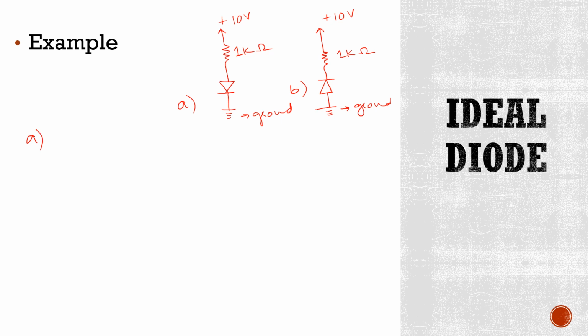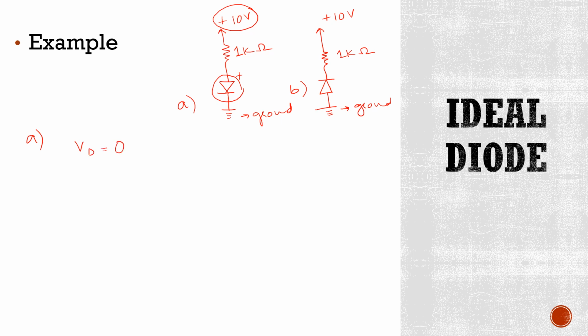Now, first we will look at diode circuit A. As you can see, the positive terminal of this diode, that is anode, is connected to positive voltage. It means positive voltage is applied to this anode. So it means this diode is forward biased and it is obviously conducting. Therefore, its voltage drop will be 0.